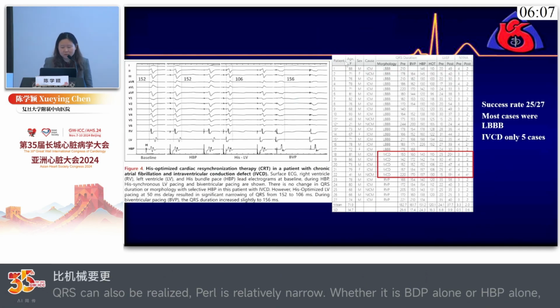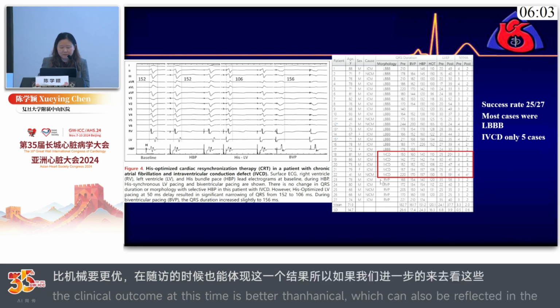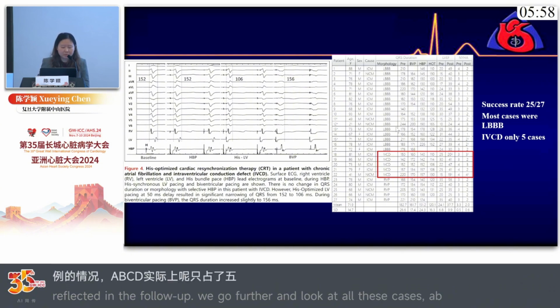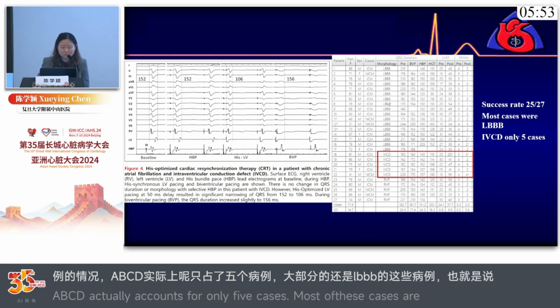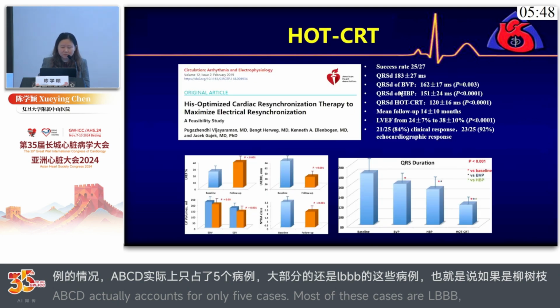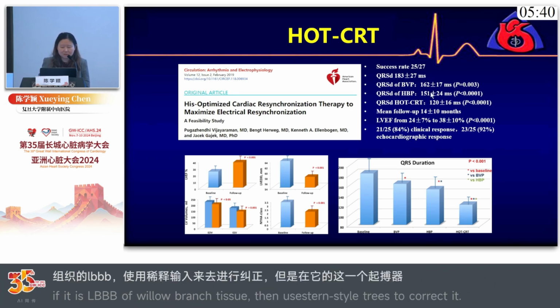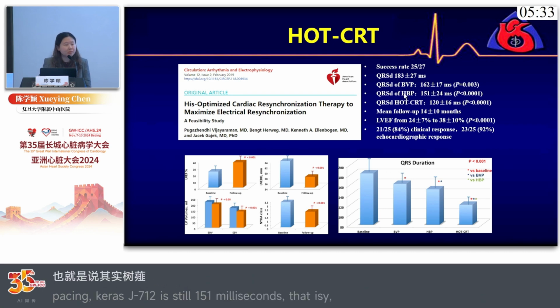But if we look further at all these cases, IVCD cases account for just 5 cases. Most of them are LBBB cases. That means if you have LBBB cases and you use His bundle pacing to correct, after His bundle pacing the QRS duration is still over 150 milliseconds. That means maybe His bundle pacing is not a corrective treatment for these LBBB cases.